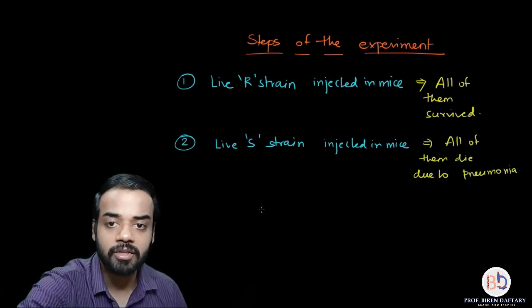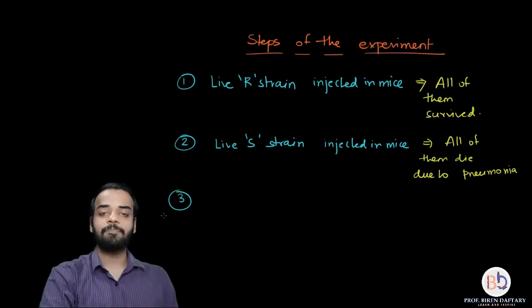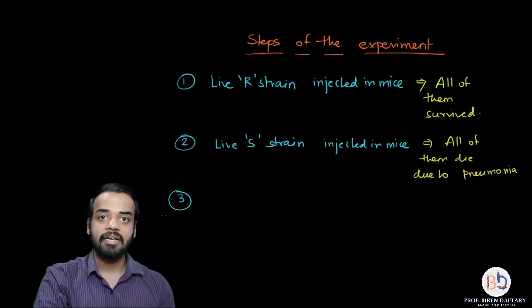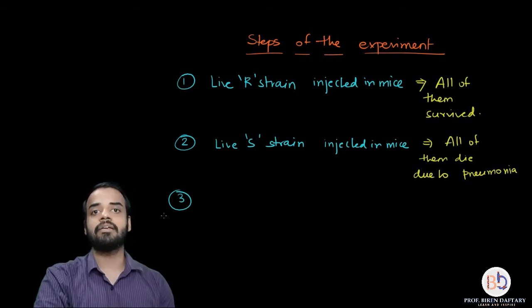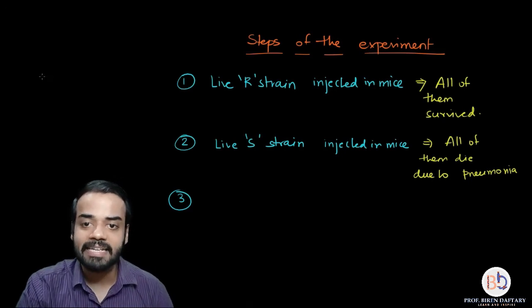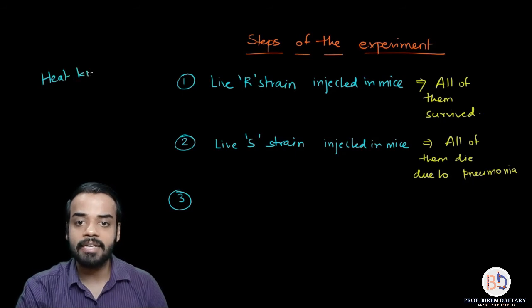Now coming to the third step of Griffith's experiment. Now in this third step, what Griffith did was, he took the strain bacteria and he basically heat killed it. Now what do you mean by heat killed? So let me write it down over here. He took heat killed strain.